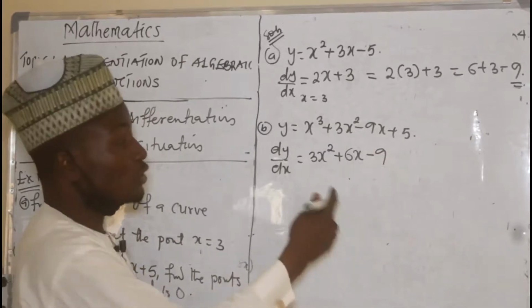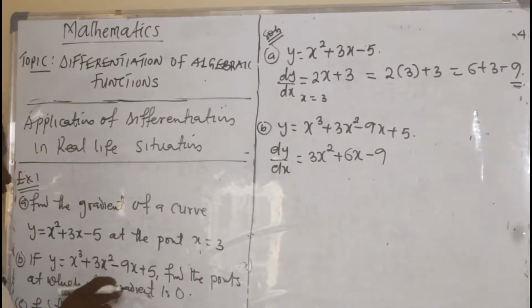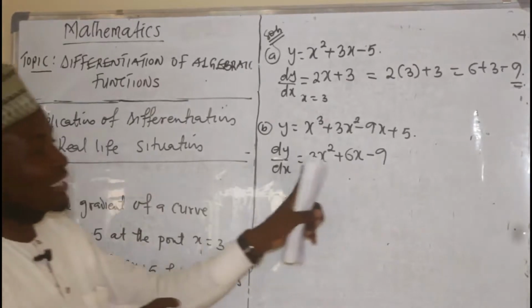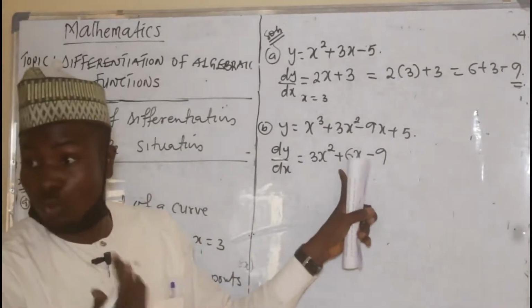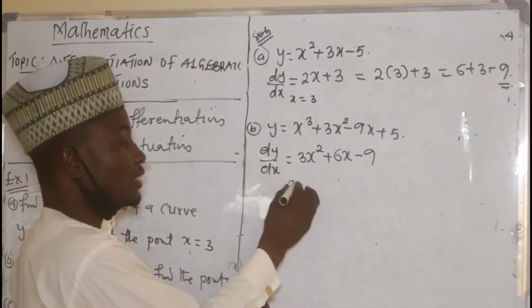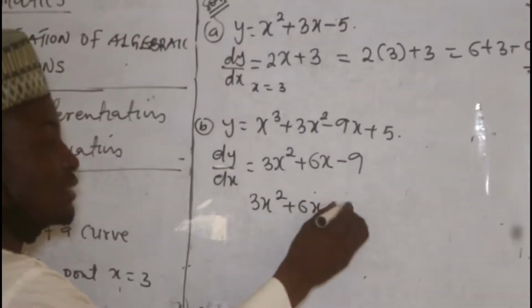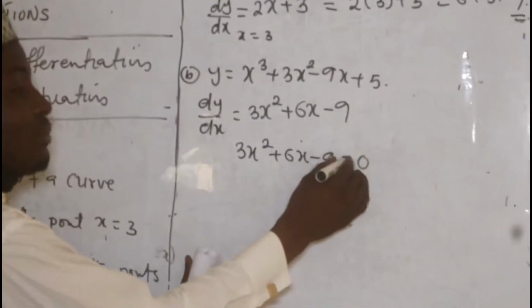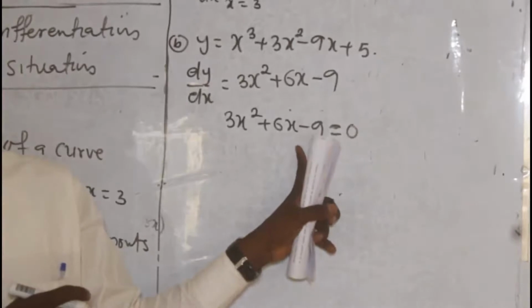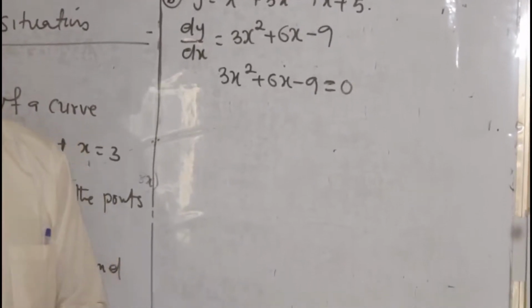We all know that. So the question said, what are the points at which the gradient is 0? That means at which our dy dx is equal to 0. So just equate this one. 3x squared plus 6x minus 9 is equal to 0. That means it leads us to quadratic equation. Just solve the quadratic equation using any method of your own choice.